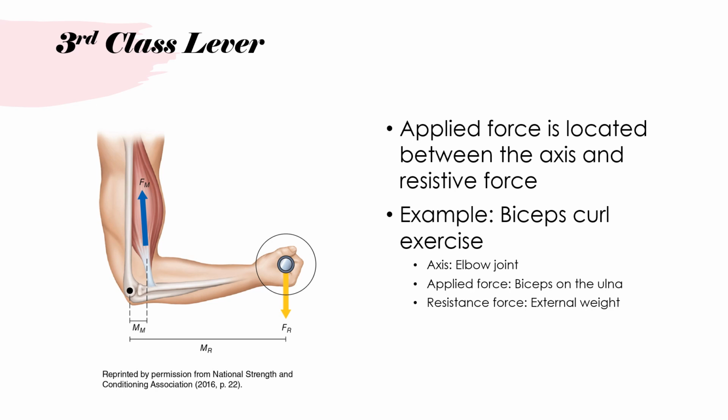In all 3 classes of levers, the effectiveness of the lever system can be determined by the relative length of the force arm and the load arm. A longer force arm compared to the load arm provides a mechanical advantage, allowing the application of a smaller force to move a larger load. Conversely, a shorter force arm results in a mechanical disadvantage, requiring a greater force to move the load.